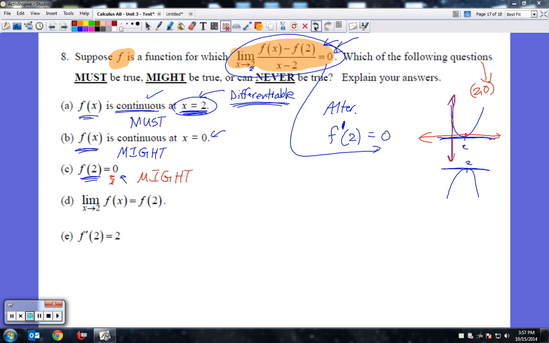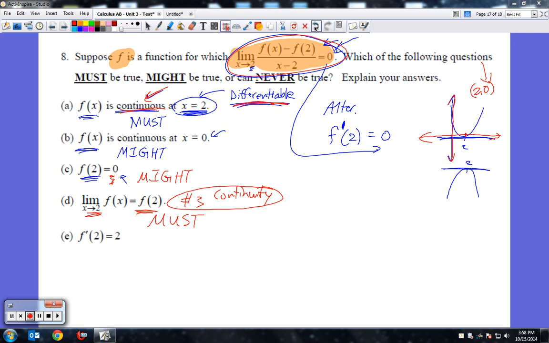So let's look at D. It says the limit of the function as x is approaching 2 is equal to f of 2. This is rule number 3 of the rules of continuity. So the laws of continuity, this is number 3. This must be true because all 3 rules of continuity have to be true in order for it to be continuous. So we knew at the very beginning it was differentiable. Therefore, by default, it was continuous. By default, all 3 rules exist. So this is going to be must. So you have must, might, must.